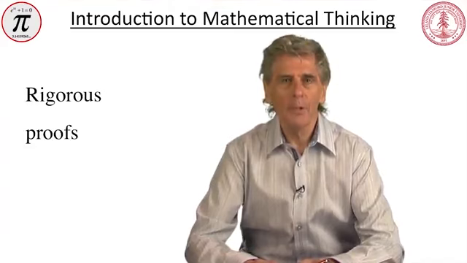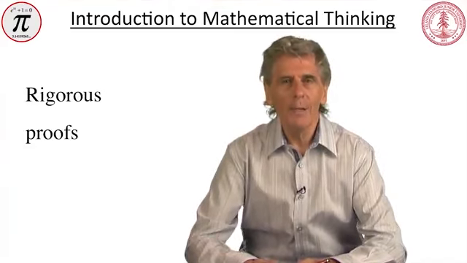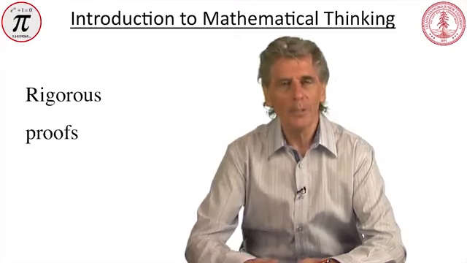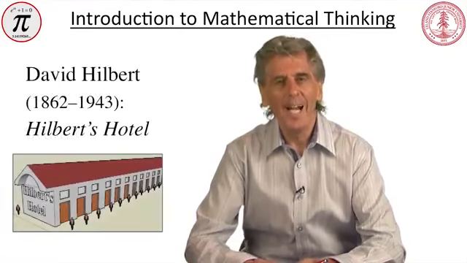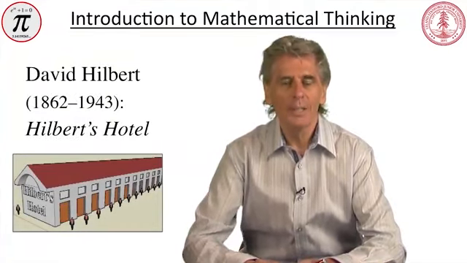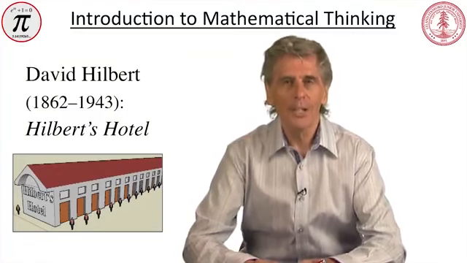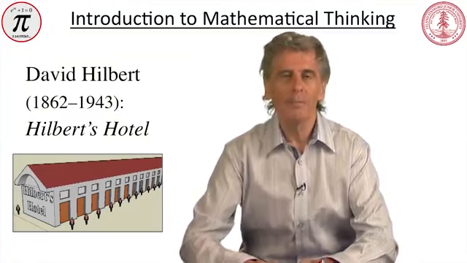For an example of a result that's not obvious, in the late 19th century, the famous German mathematician David Hilbert described a hypothetical hotel that has a strange property. Hilbert's hotel, as it's become known, is the ultimate hotel in that it has infinitely many rooms. As in most hotels, the rooms are numbered using the natural numbers, 1, 2, 3, etc.